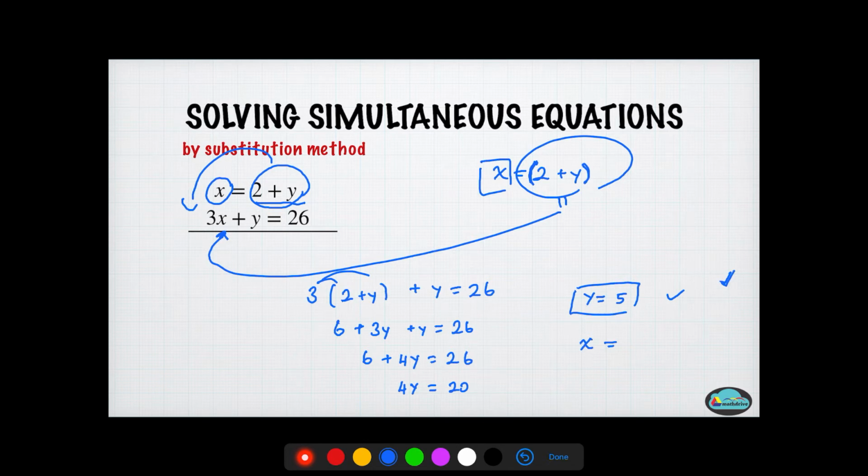What was x? From the beginning, we know that it is 2 plus y. Now we know the value of y, which is 5. 2 plus 5 is 7. So the x value is 7. This is how we use the substitution method in solving simultaneous equations.